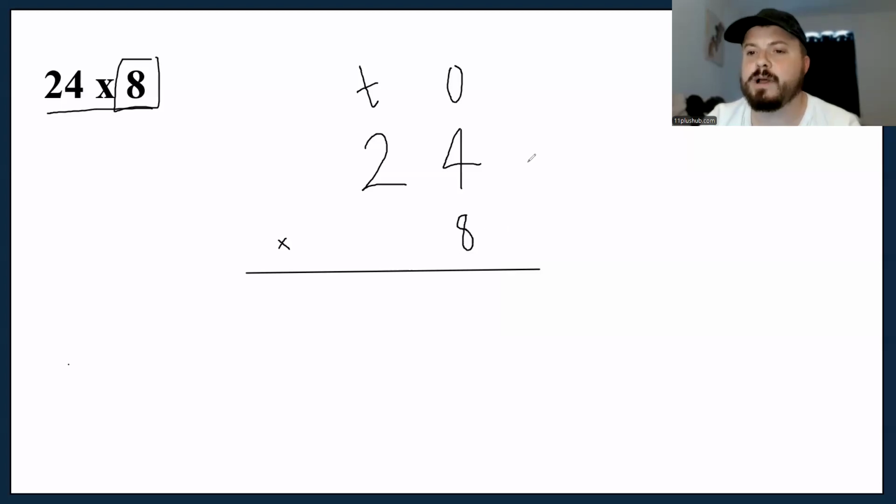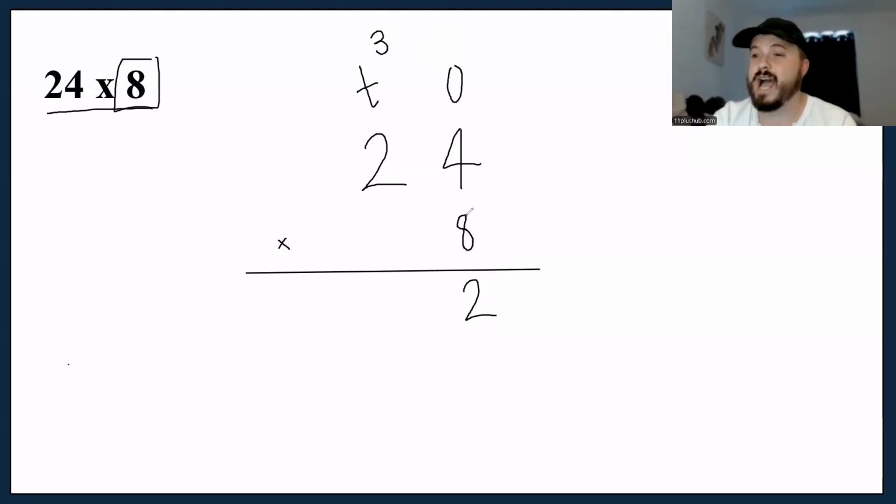Okay, so 8 multiplied by 4, so 8, 16, 24, 32. 8 multiplied by 4 is 32. That's 2 ones and 3 tens, so I'm going to carry the 3 over. Okay. All right, now we're going to do 8 multiplied by 2.